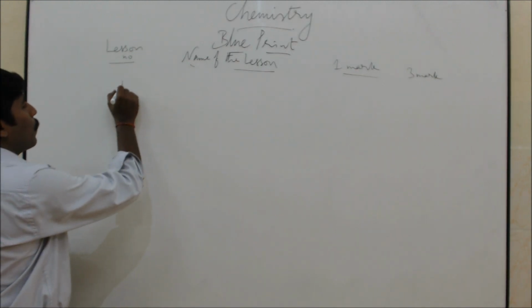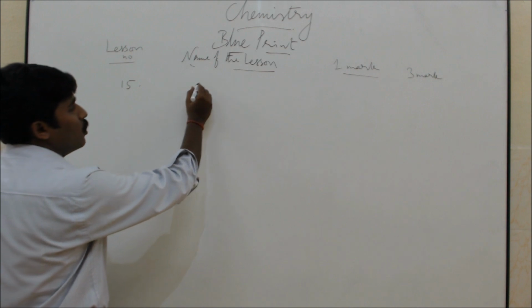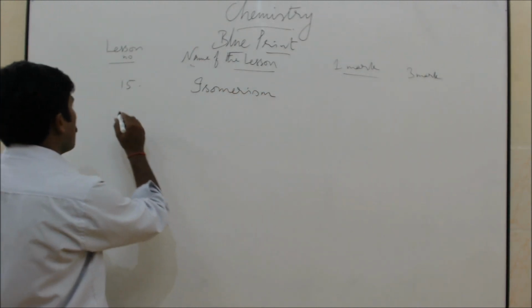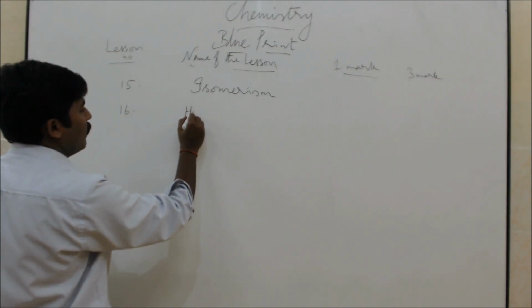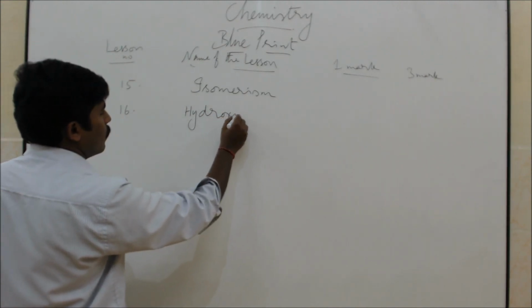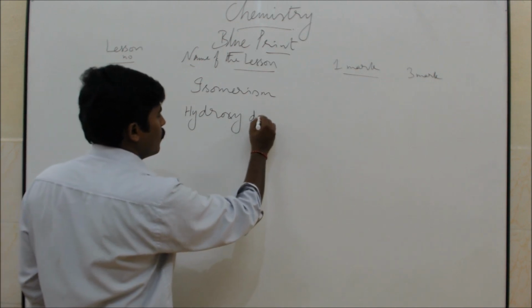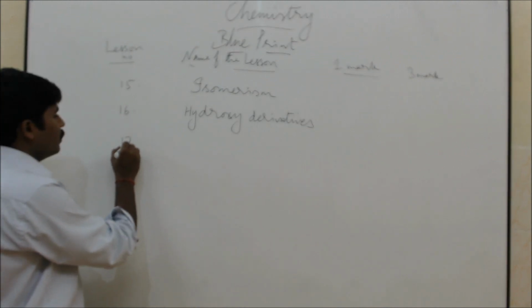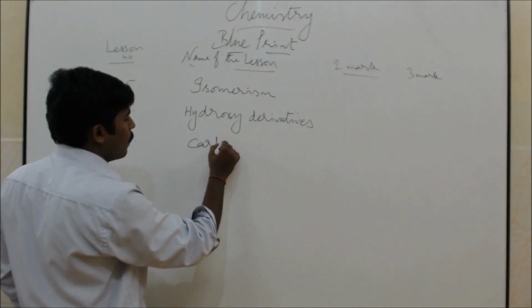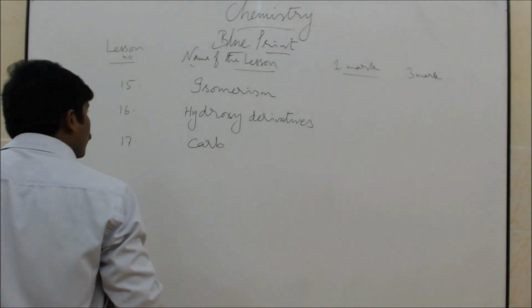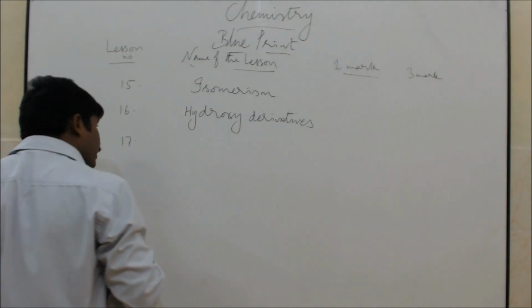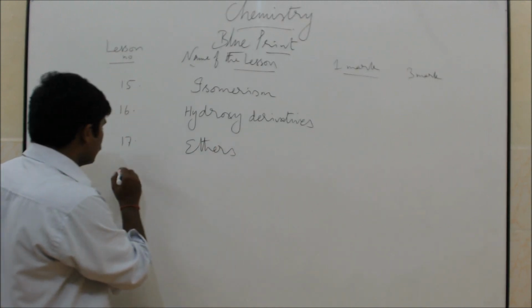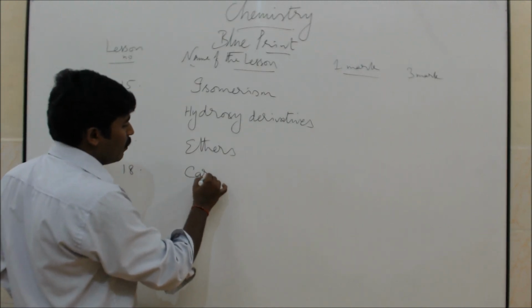Lesson number 15 is isomerism in organic compounds. Lesson 16 is hydroxy derivatives. Lesson 17 is ethers. Isomerism, hydroxy derivatives, followed by ethers. Lesson 18 is carbonyl compounds.